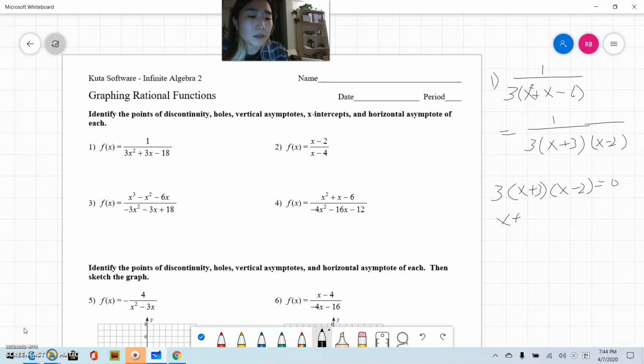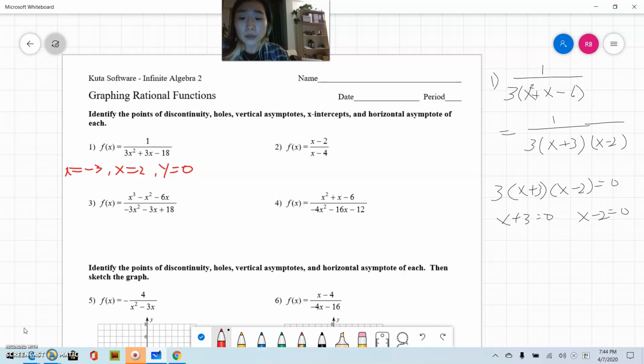So then x plus 3 is equal to 0, or x minus 2 is equal to 0. So you can see that there will be two vertical asymptotes. So my vertical asymptotes are x equals -3 and x equals 2. And since the degree of the denominator is greater than the numerator, we know that y equals 0 will be my horizontal asymptote. That was one of the scenarios that we had, right?